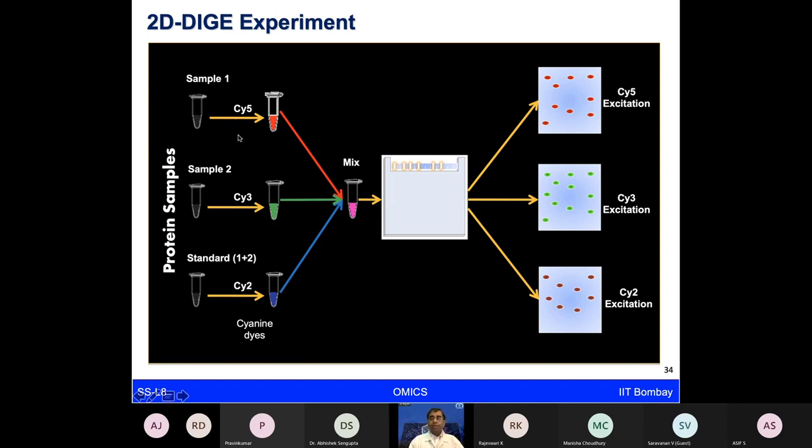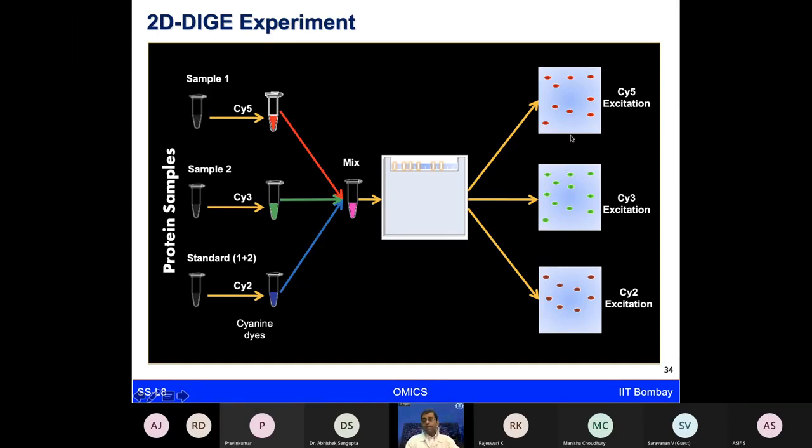So a typical experiment, now we are talking about an interesting COVID experiment, where we have some group which is mild, some group which is severe, and we have a pool of all of them, all the samples, which we have labeled with the third dye, which is Cy2 dye. So then all the three, once we have done the labeling, which I've shown you the labeling reaction, we can mix all the labels together and then separate them in the IEF on the IPG strip, followed by the 2D gel, and then obtain these images from the same gel.